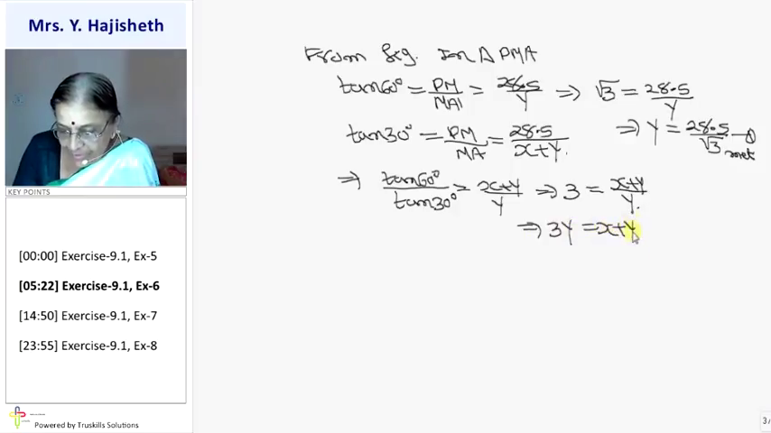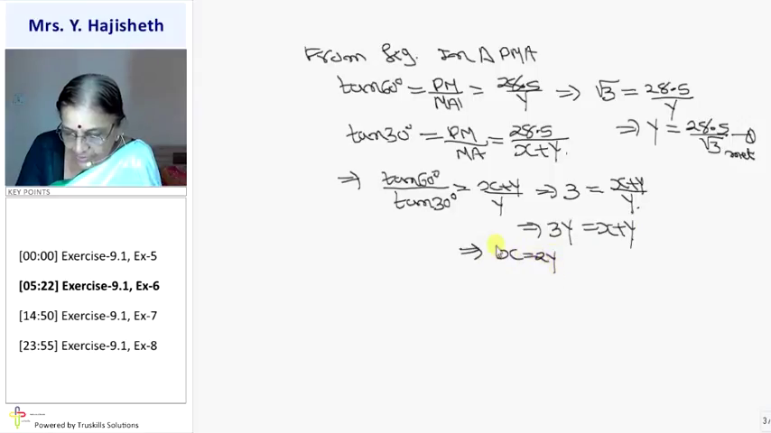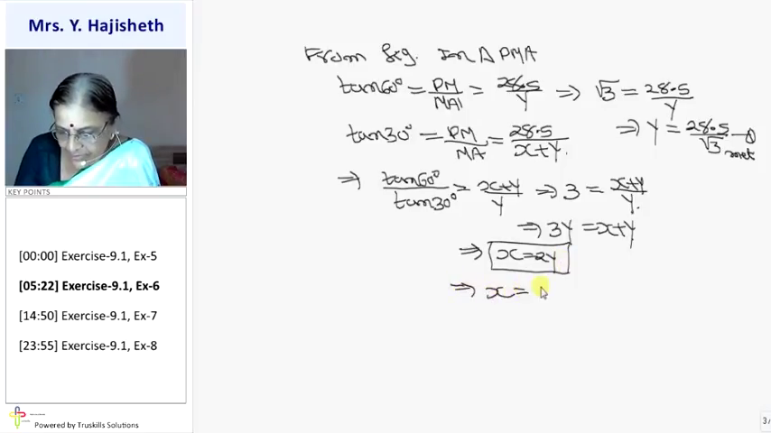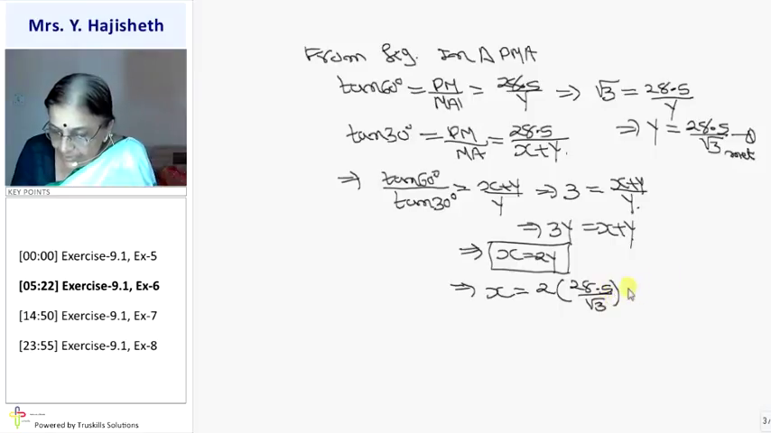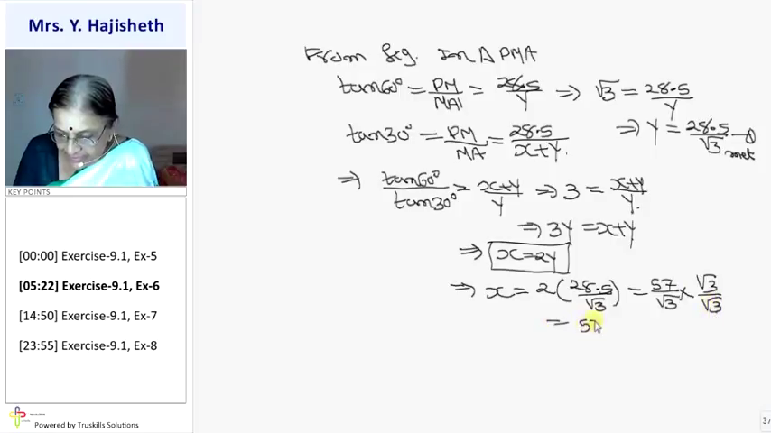Okay? But y I have calculated. x is coming to 2y. And y I have calculated from the first equation. So put the value of y. So x will be 2 into 28.5 upon root 3. So it is 57. 28.5 times 2 is 57. 57 by root 3. I rationalize with root 3. So it is 57 into root 3 upon 3.